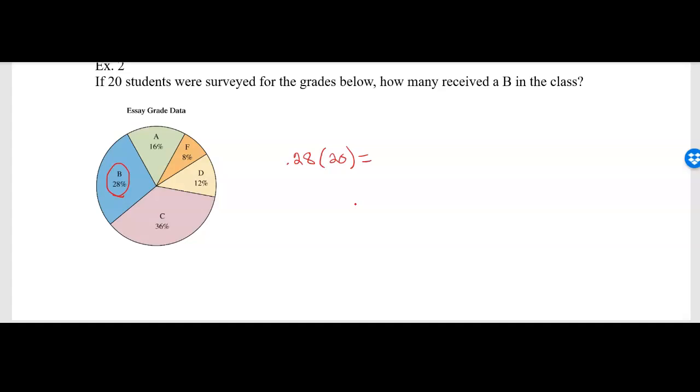So we're going to take 0.28 times 20, and that gives us 6. In other words, 6 students, right, received a B in the class out of the 20.